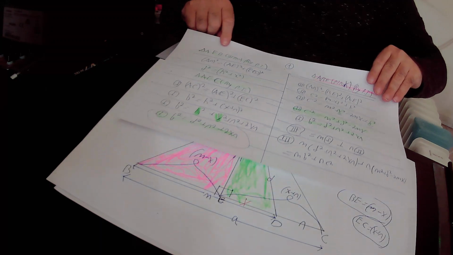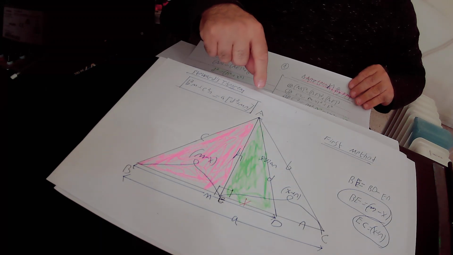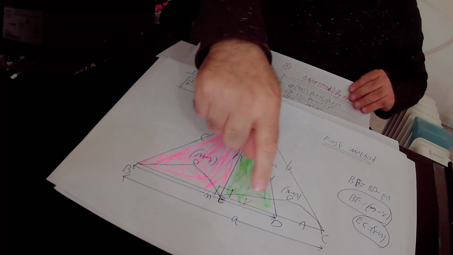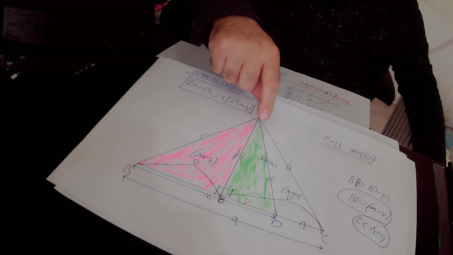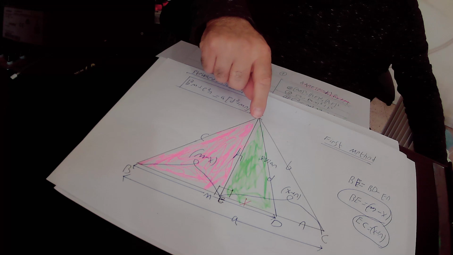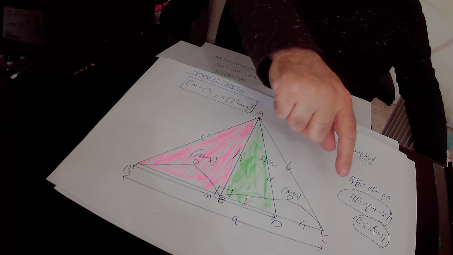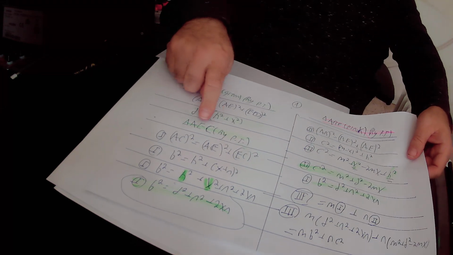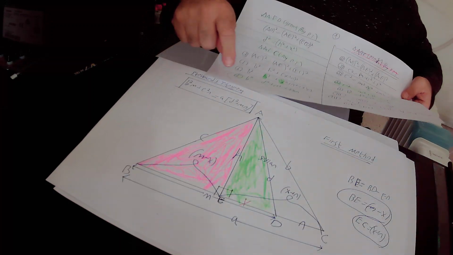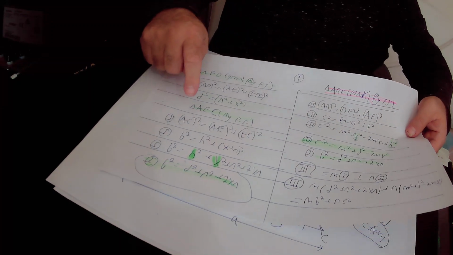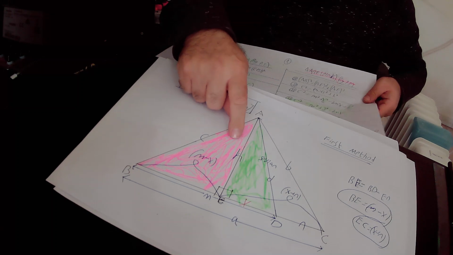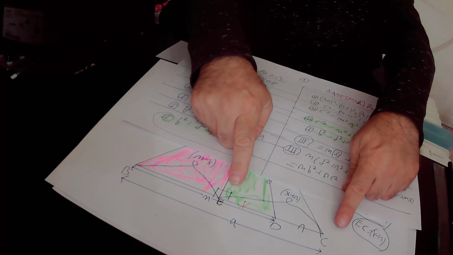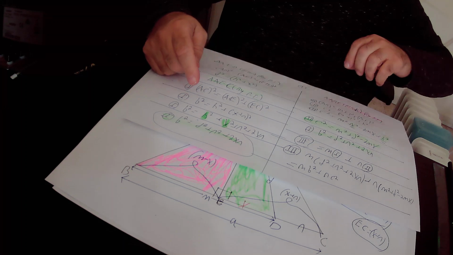Then we focused on triangle AEC. In this right triangle AEC, we implemented the Pythagoras theorem. According to the Pythagoras theorem, AC square equals AE square plus EC square. AC is b, therefore AC square is b square. AE is h, therefore AE square is h square. And finally EC is x plus n, therefore EC square is (x plus n) square.